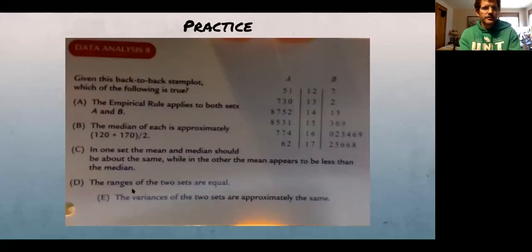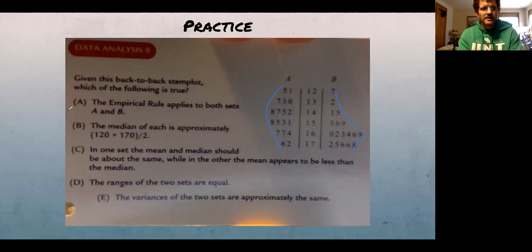So we'll just run through these pretty quickly. The empirical rule applies to both sets. Notice that AP, and this is not a specific AP question, but the empirical rule, that 68, 95, 99.7 rule, only applies to approximately normal sets, which we've got right here, but not right here, which is definitely a skewed distribution. So no, it's not A.